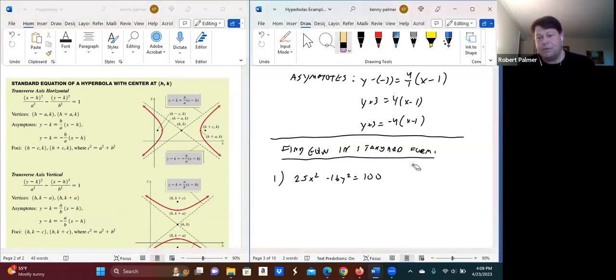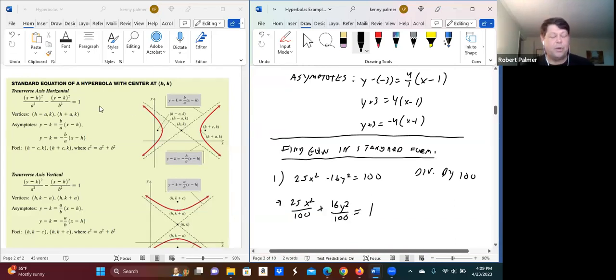All right, so what we want is, well, we know what we want. We basically want it to look like one of these. And this one looks like it's probably going to have a center at 0, 0, which is good. Now what we're going to do is divide both sides by 100, which means dividing everything by 100. And so that's going to be 25x squared over 100 plus 16y squared over 100 is equal to 1. Okay, so that gets the 1 on one side.